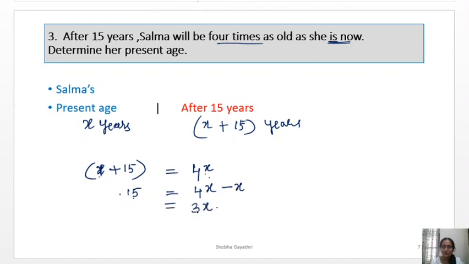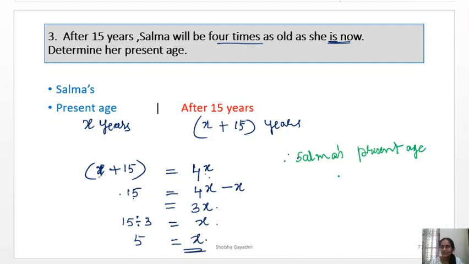Now you have to transpose 3 to the left side. It is multiplication here, so you have to divide 15 by 3. Now on the right side you got only the x value. It is 5. The answer is 5. Now write the answer: Salma's present age is 5 years.